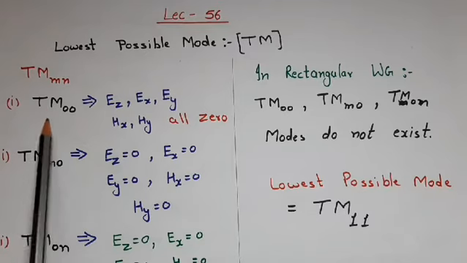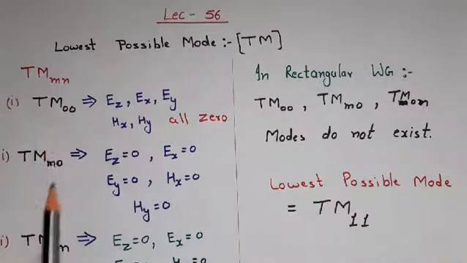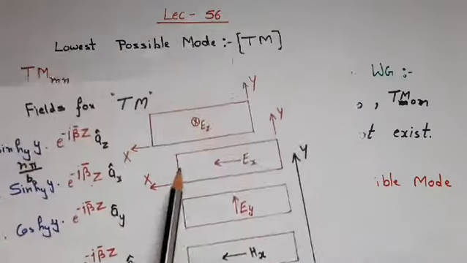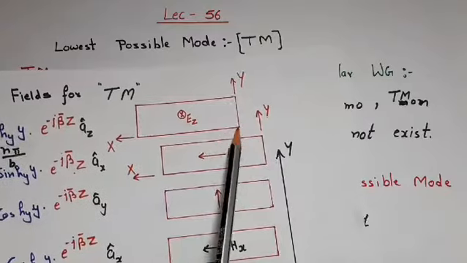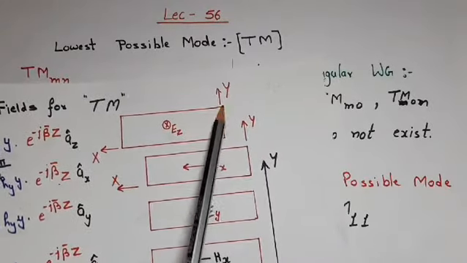TM00 means m is equal to 0 and n is equal to 0. A 0 value of m shows there is no field variation in the x direction between the plates. And a 0 value of n shows there is no field variation in the y direction between the plates.